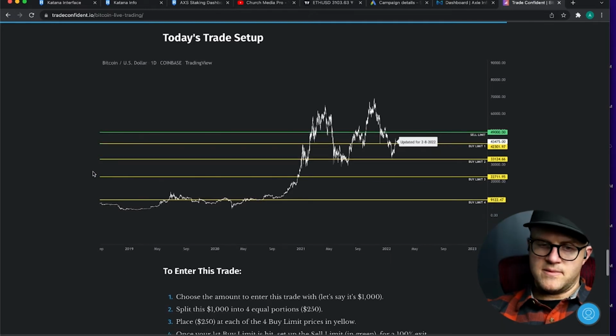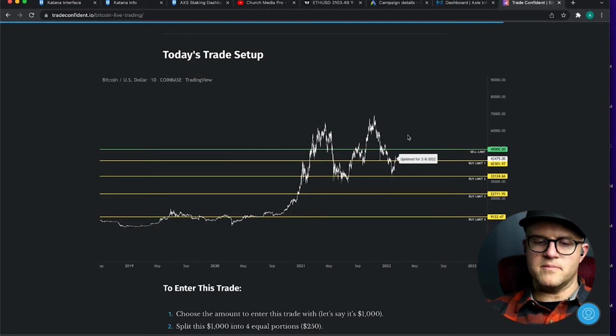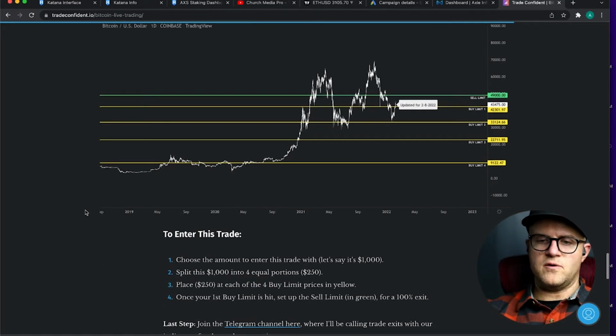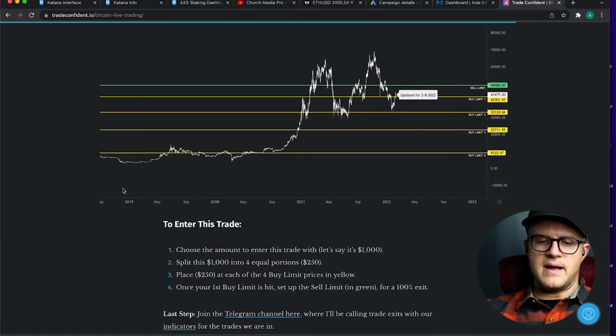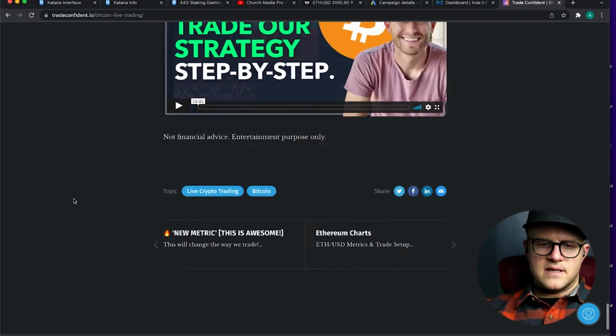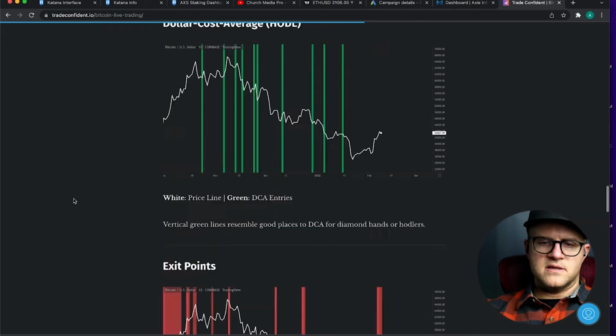Obviously, that's just the same concept as DCAing, but you don't put all your money in at once. And then, if the price goes up, you get a significant profit, and profit sooner than you would if you put all your money in at the top buy-in price, right? So some pro tips, how to trade strategies step by step, all this good stuff.